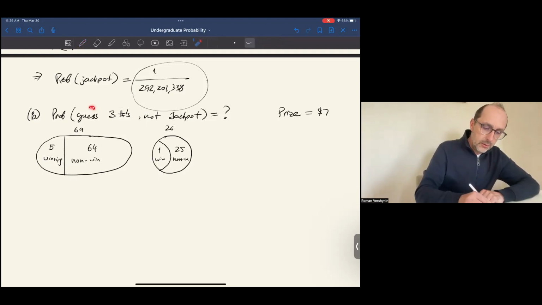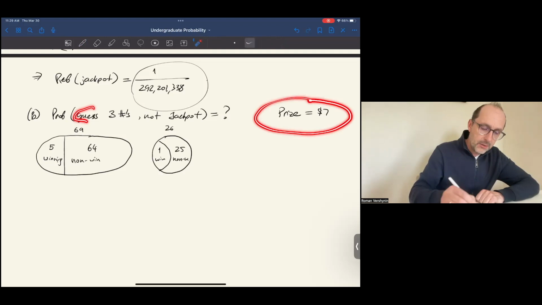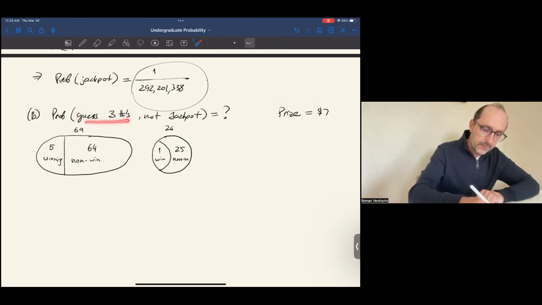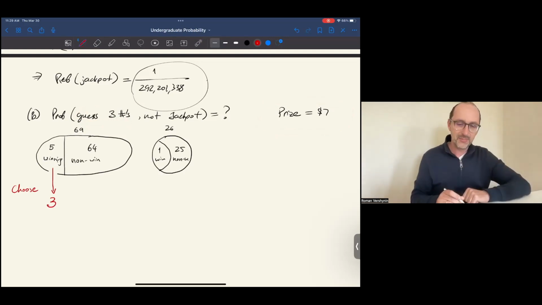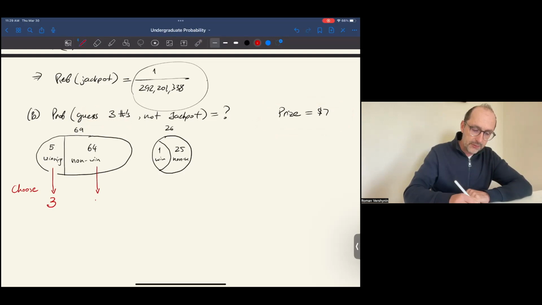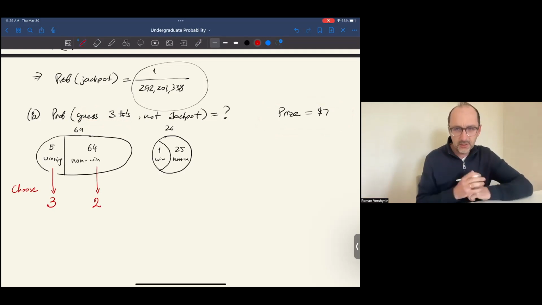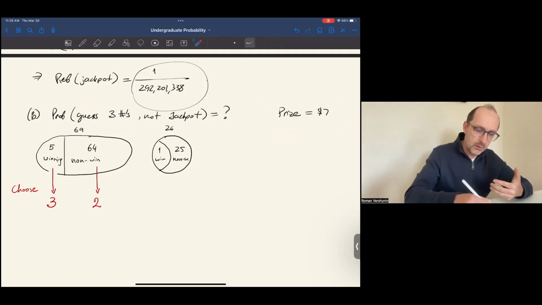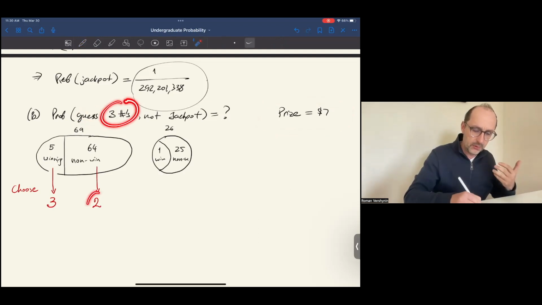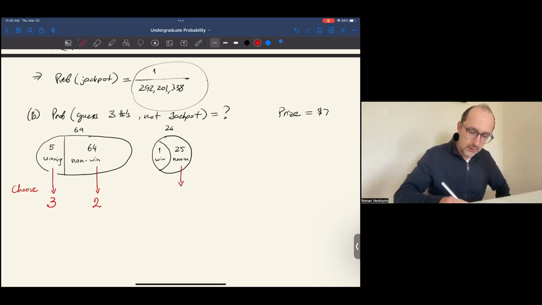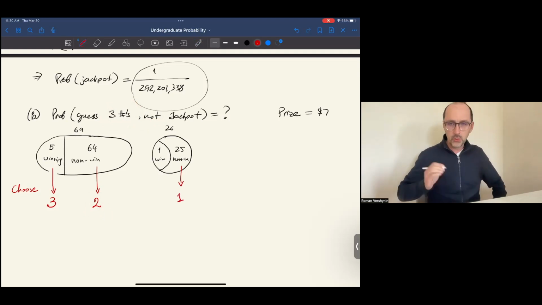Now, in order to win the minor prize, you need to guess 3 winning numbers, which means that we will have to choose 3 numbers from the bucket of winning numbers, and the rest 2 should be non-winning. Remember, we are to write the 5 numbers. So 3 are winning, the rest, the 2 are non-winning, and we want to not win the jackpot this time. So we'll choose 1 number from the 25 non-winning jackpots. How many ways are there to do that?